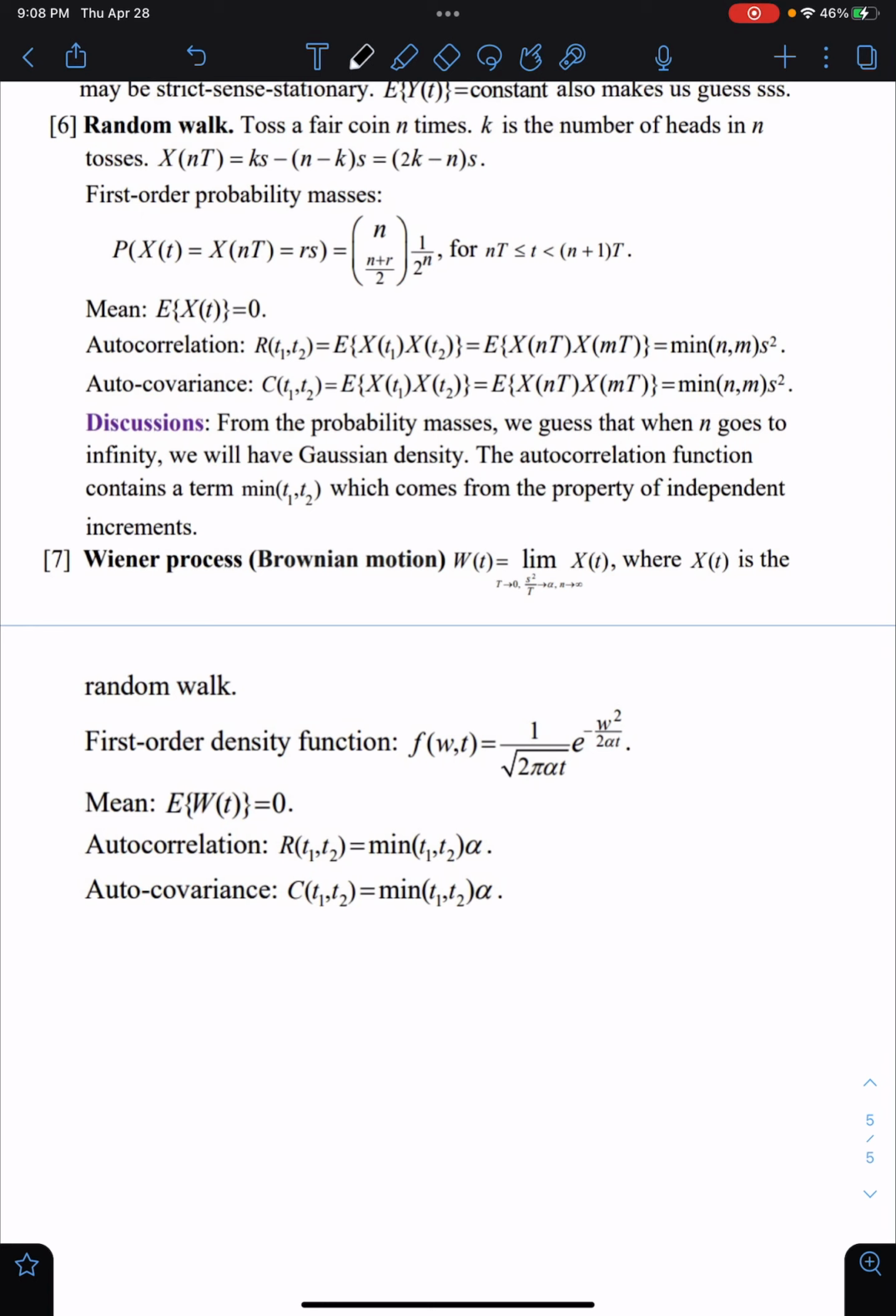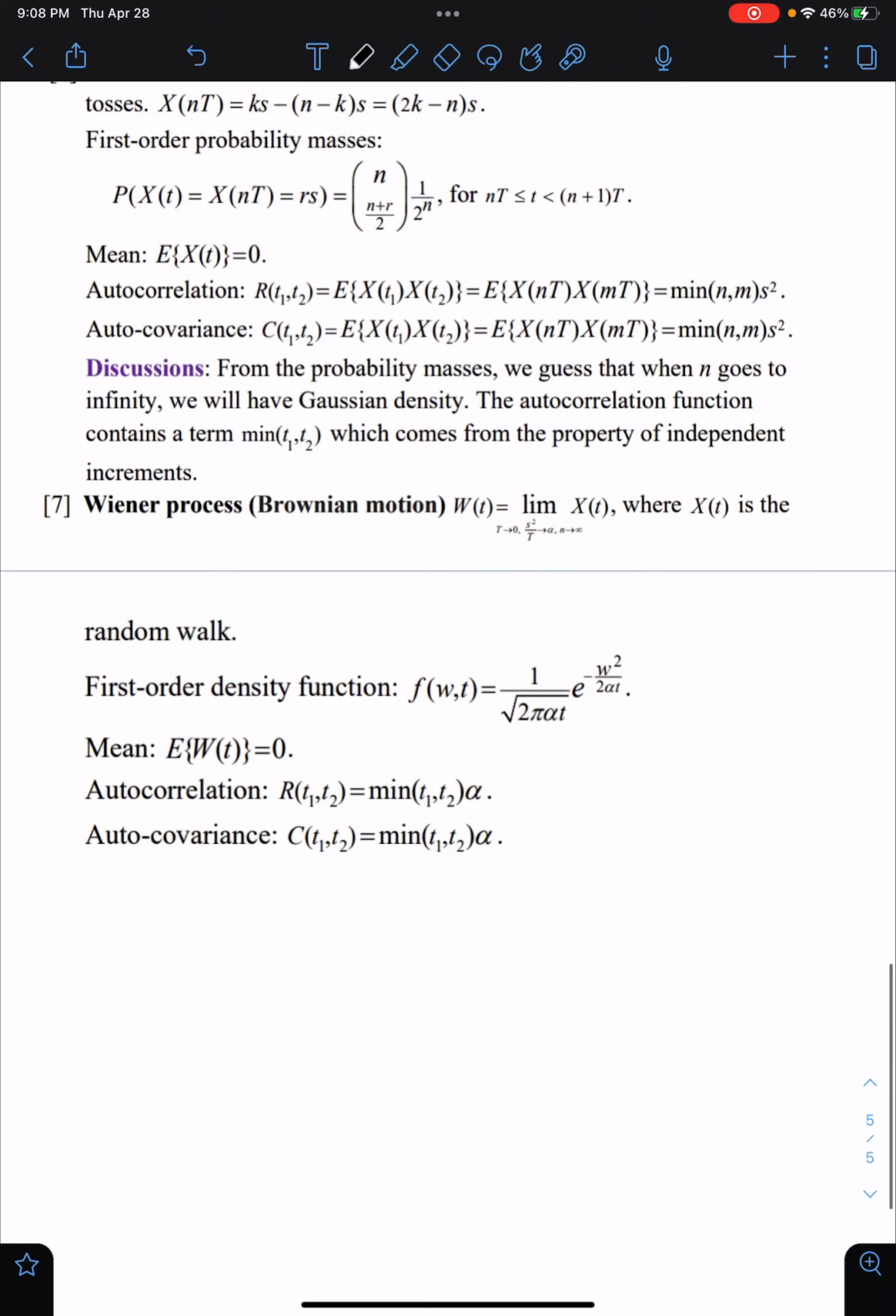like a random walk. The first order density function of Wt should equal this, which has a similar expression to the normal distribution, and the mean of big Wt equals 0, and the autocorrelation should equal the minimum of T1, T2 times alpha, and the autocovariance of this process should equal the minimum of T1, T2 times alpha.